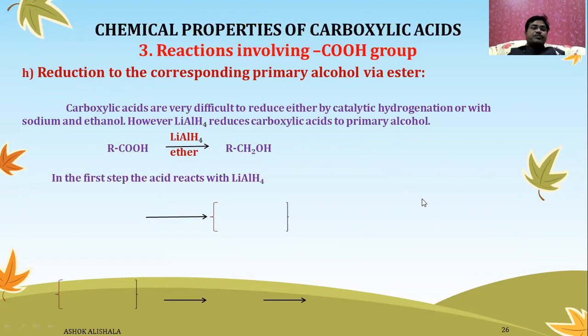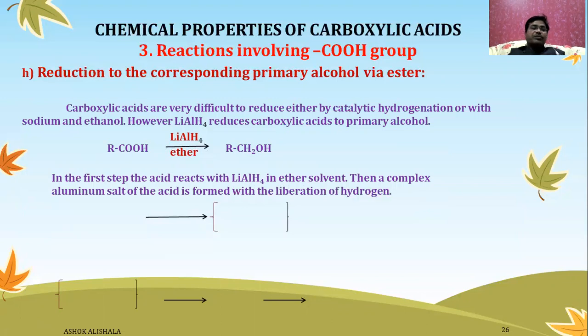Now in the first step, the acid reacts with lithium aluminum hydride in ether solvent, and a complex, the aluminum salt of the acid, is formed with the liberation of hydrogen. This is the carboxylic acid and lithium aluminum hydride, and you will get an intermediate aluminum salt of the carboxylic acid, and hydrogen is liberated. Now let us see the next step.